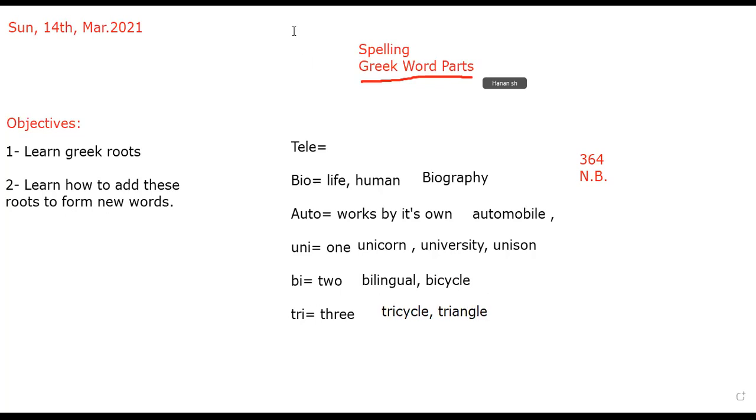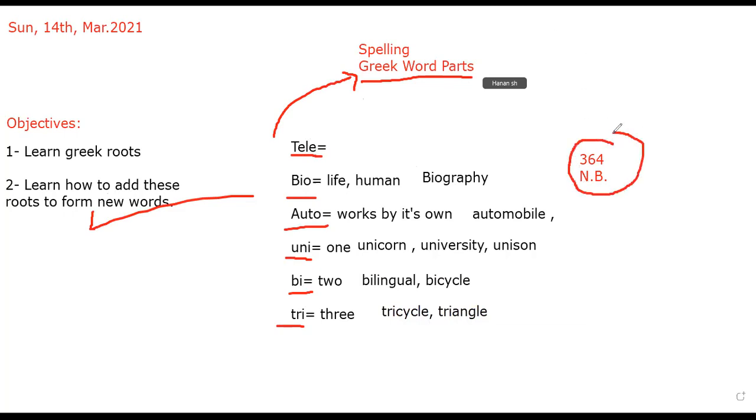So these words right here, I call them roots. Roots in the Greek language or the Latin language, because each one of them has a meaning of itself. When you add it to another word, it will give you a new meaning. And then from that, we can form new words in the English language. This is why we learn the Greek roots and the Latin roots. Let's open page 364 to see the words that we have and to learn each one of them. What does it mean? Let's go.